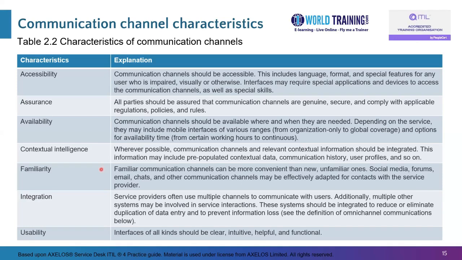The next characteristic is the familiarity of the communication channel. If you think about this, if you're a user, you would prefer to use a familiar channel rather than a new one, because some people may struggle with a new channel that they see, unless they are well trained or well experienced in it. So social media, forums, email, chats, these are good in general, but there may be some people who are not familiar with this. So those have to be taken into account. Some people might prefer to use the phone always or an email.